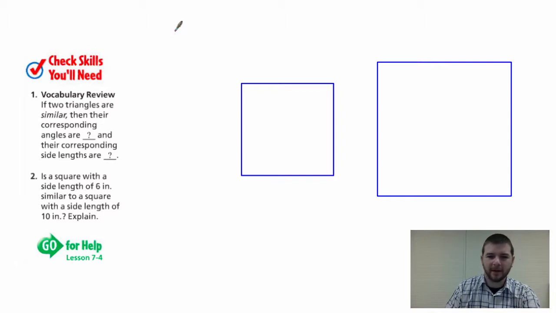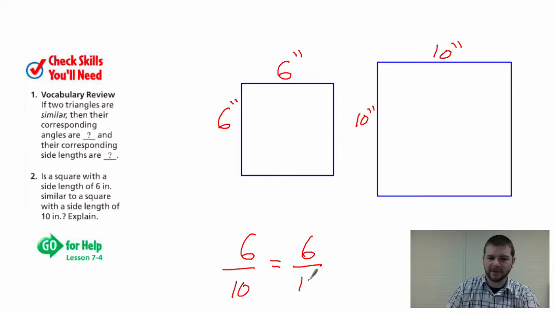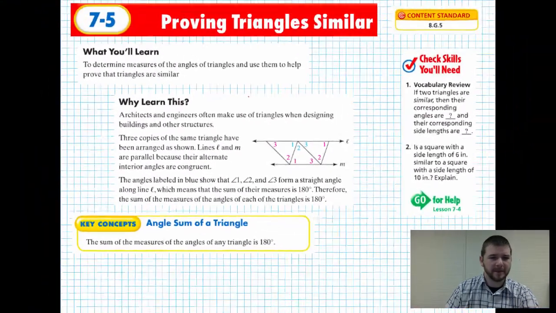Notice that corresponding angles would be congruent. They're all right angles anyway. And then corresponding side lengths would be proportional. More specifically, each of these sides measures 6 inches. And each of these side lengths, and I'm only labeling 2 for example, measures 10 inches. So sure enough, 6 over 10 will equal 6 over 10, which will equal 6 over 10, which will equal 6 over 10. So no matter what, because squares are just dilated versions of one another, they will always be similar. So with that in mind, let's move ahead.